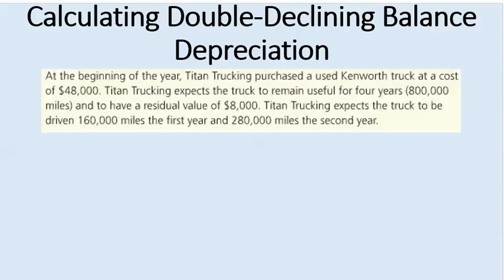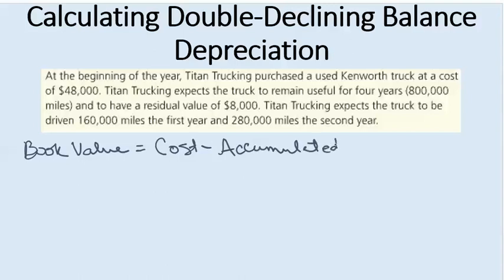Calculating double declining balance depreciation. Okay, this one is very similar. But remember, this one starts a little bit differently. It starts with our book value. And I guess the question then becomes, how do we determine book value? So if you remember, we take the cost of our asset minus any accumulated depreciation that we've already taken on that asset. So in the first year, we wouldn't have any accumulated depreciation. That would be 0.